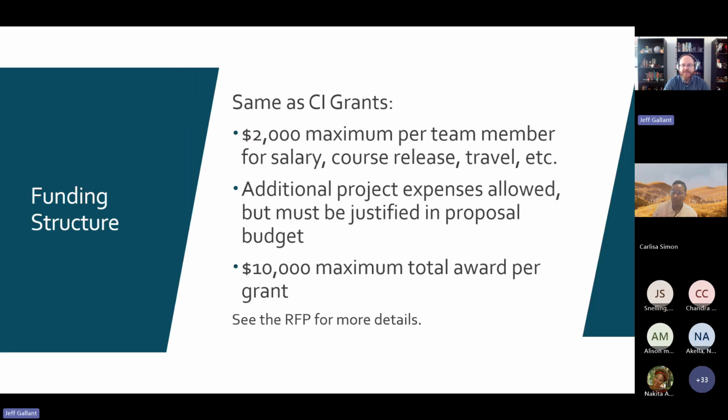So the funding structure is the same as it is for continuous improvement grants. 2,000 per team member maximum. Additional project expenses are allowed. $10,000 maximum for the total award. And for more details on this, of course, the request for proposals is there.